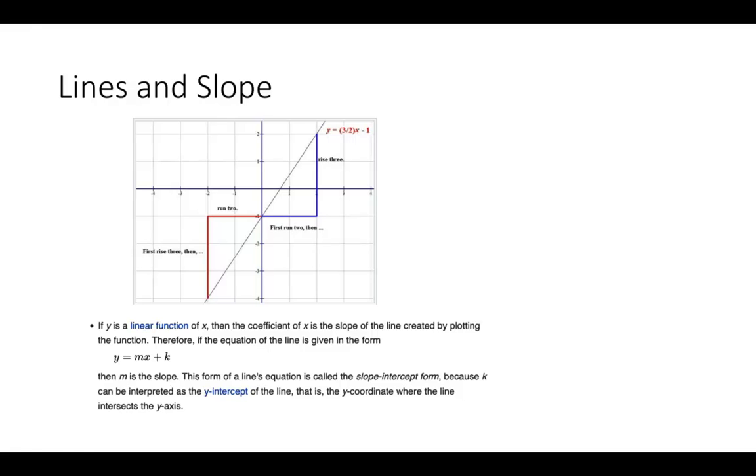So here's just an example of a linear function. y is 3/2 x minus 1. When we have a line written this way, it's written in this form here: y is mx plus k. You may have heard k referred to as b. That's not uncommon. m is known as the slope, and k is referred to as the y-intercept. In other words, it's the point on the y-axis at x equals 0 where the line crosses the y-axis.